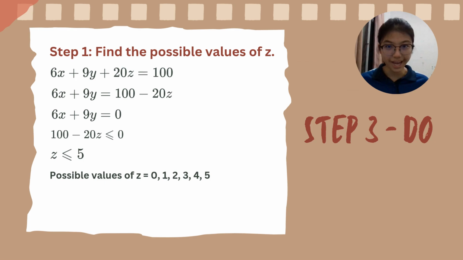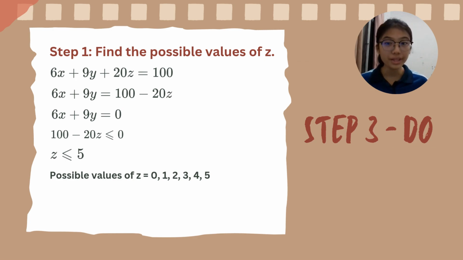To find the value of z, we need to put the variable z opposite to the variables x and y. So we write 6x plus 9y equals 100 minus 20z. And then we write 6x plus 9y is greater than or equal to 0. Why? Because the number of boxes cannot be negative, so the minimum value is 0, meaning no boxes.